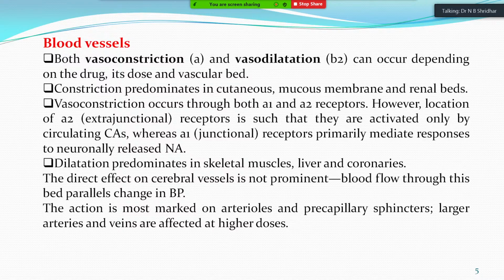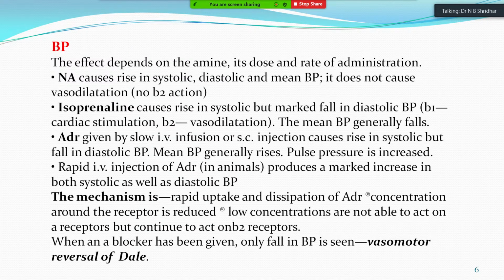These are two important things to learn about the action on the blood vessels. Then what happens to the blood pressure whenever adrenaline is injected exogenously into the animal, or when a lot of adrenaline is released during the fight or flight reflex?